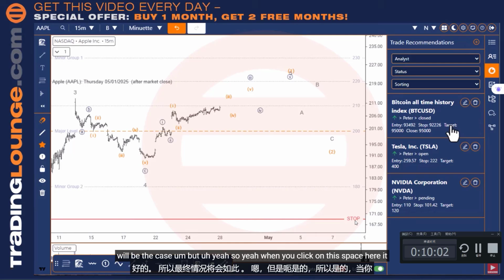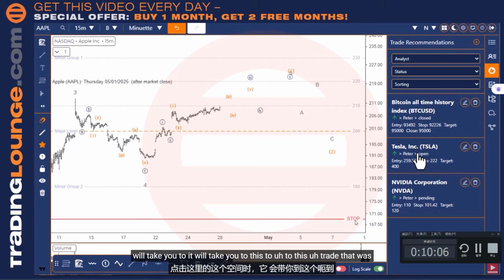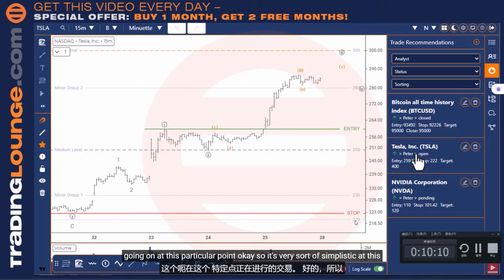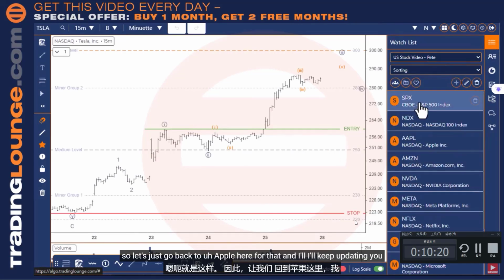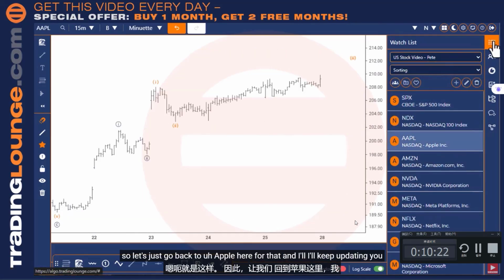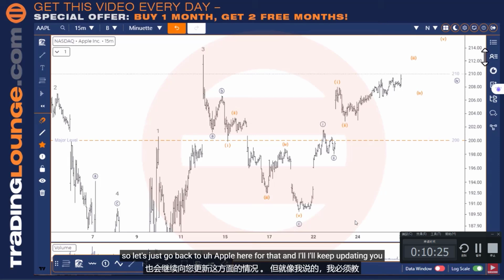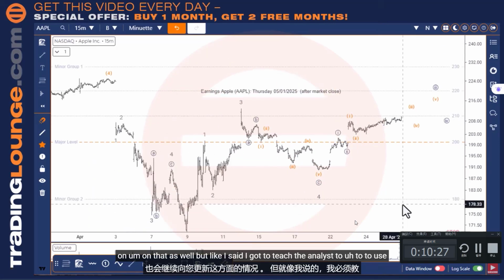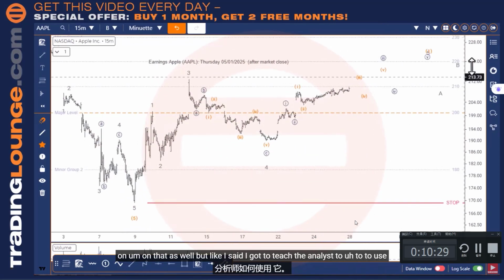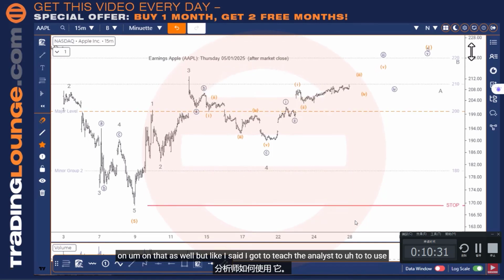So when you click on this space here, it will take you to this trade that was going on at this particular point. It's very simplistic at this point, but we're just building it at the moment. Let's go back to Apple here, and I'll keep updating you on that as well. Like I said, I've got to teach the analysts to use it.